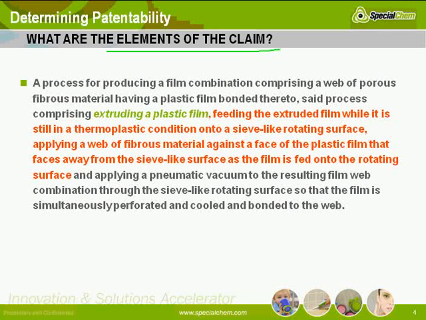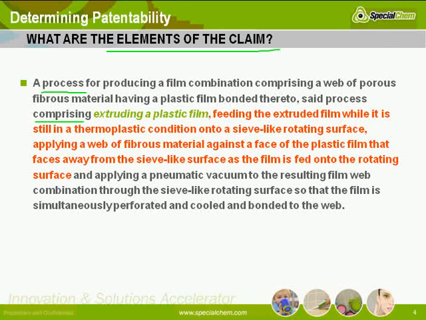This is an example. I'm going to give you two examples here. The first one is of a process claim. A process claim always begins with the word process. The process here comprises, and then each of these steps has a different element of the claim.